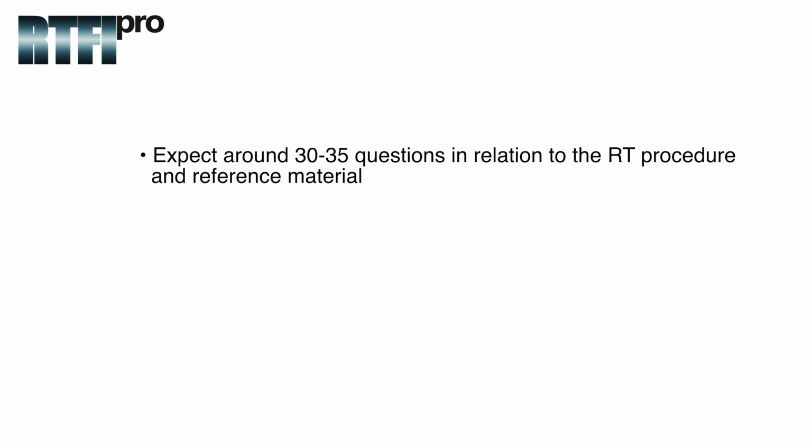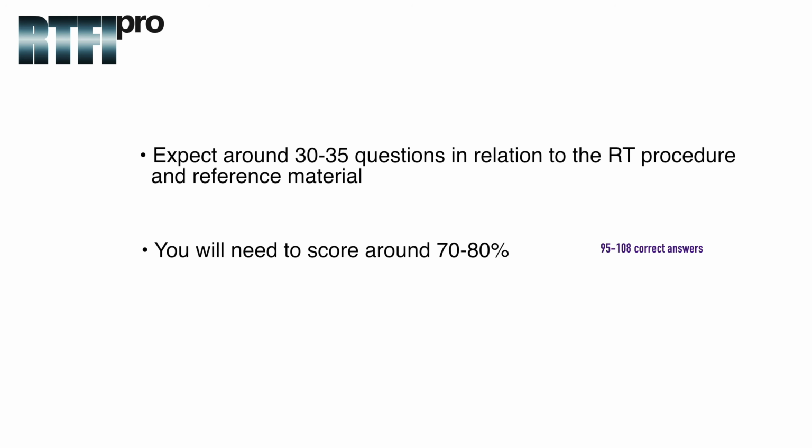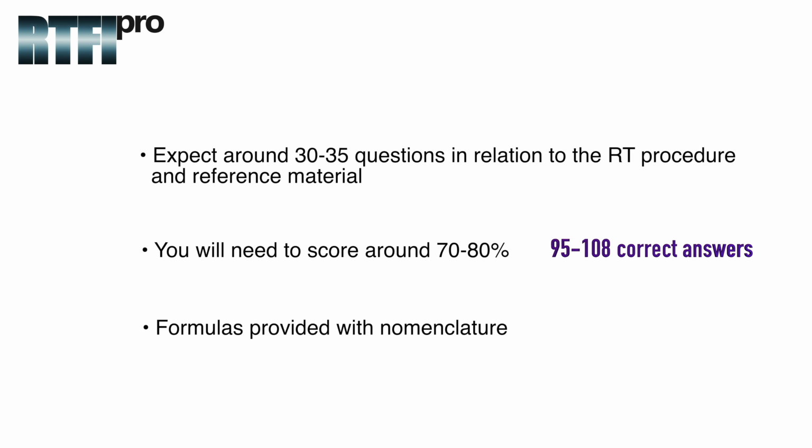The passing score, based on psychometrics using the NGOF procedure, is in the range of 70 to 80%. That will be 95 to 108 correct answers to successfully pass. Formulas will be provided with nomenclature.